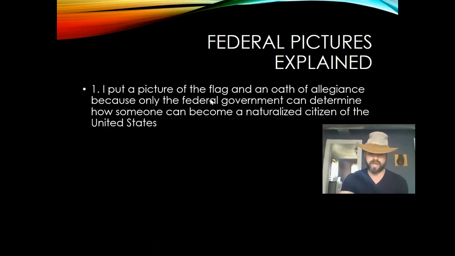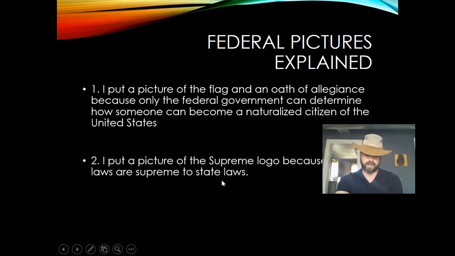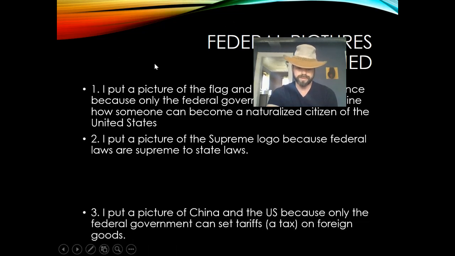I put a picture of a flag and an oath of allegiance because only the federal government can determine how someone can become a naturalized citizen of the United States. That's a federal power. We go back, and here's the picture right here that I'm explaining. Okay, I put a picture of the Supreme logo because federal laws are supreme to state laws. Federal laws always trump state laws, right? Federal laws are more powerful than state laws. States have to comply with federal policy and laws.